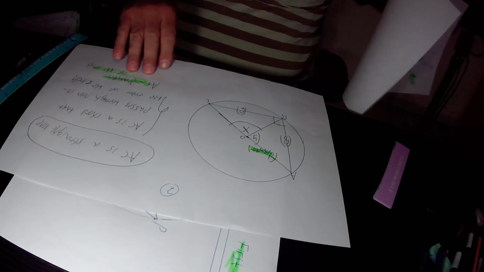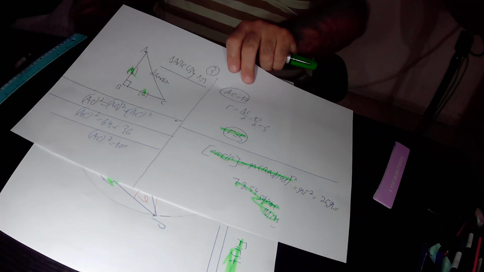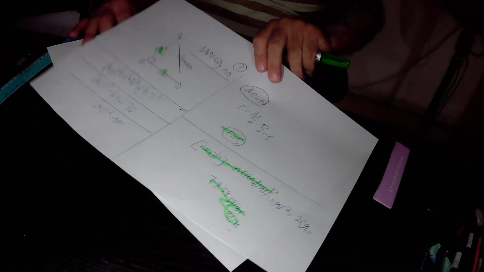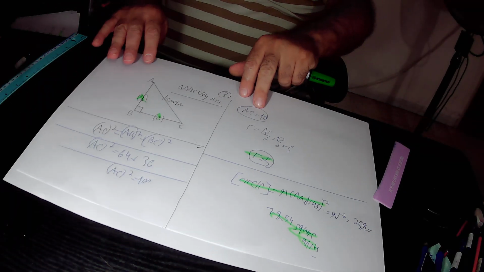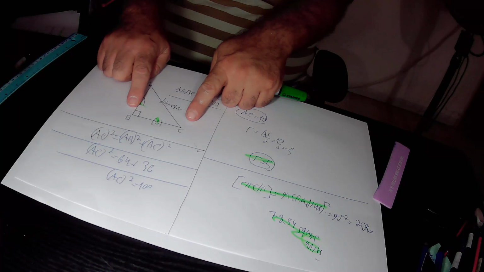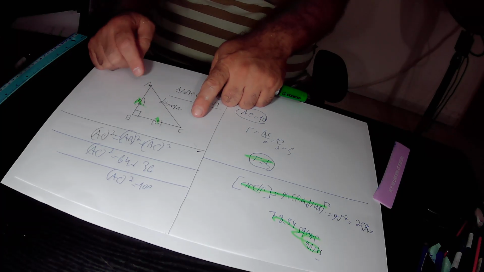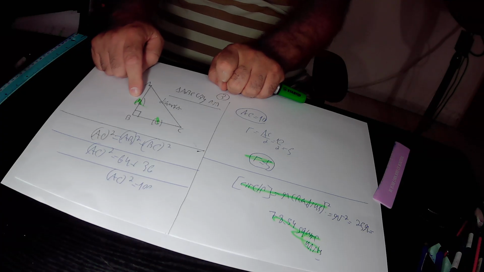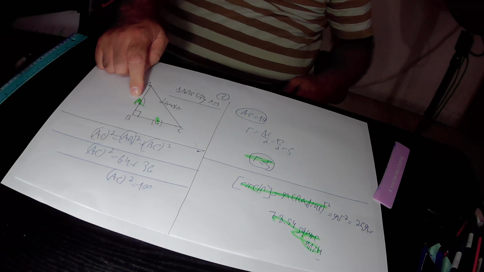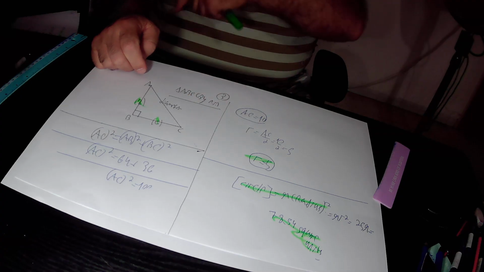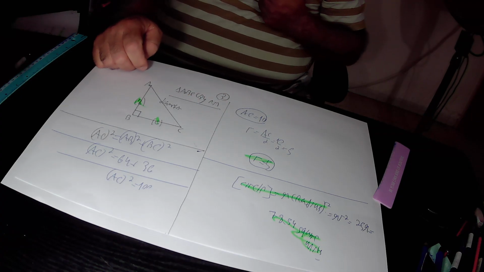So actually, this is the right triangle ABC that according to the original drawing, side BC equals 6 units according to our construction. Side AB equals 8 units according to what is given in the question, and we have already found out that AC is the diameter of the circle.